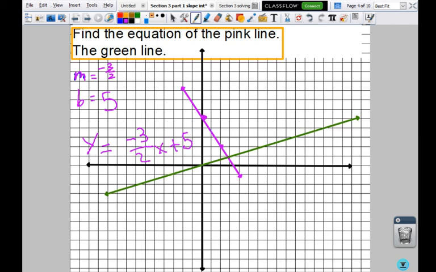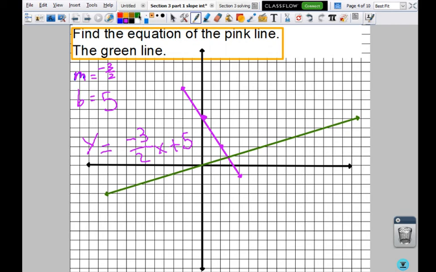Where's the -3 over 2x plus 5? 5 is where it crosses the y-axis, right here. So that is that. Start here in the middle and just count up how high or low it is. 1, 2, 3, 4, 5.